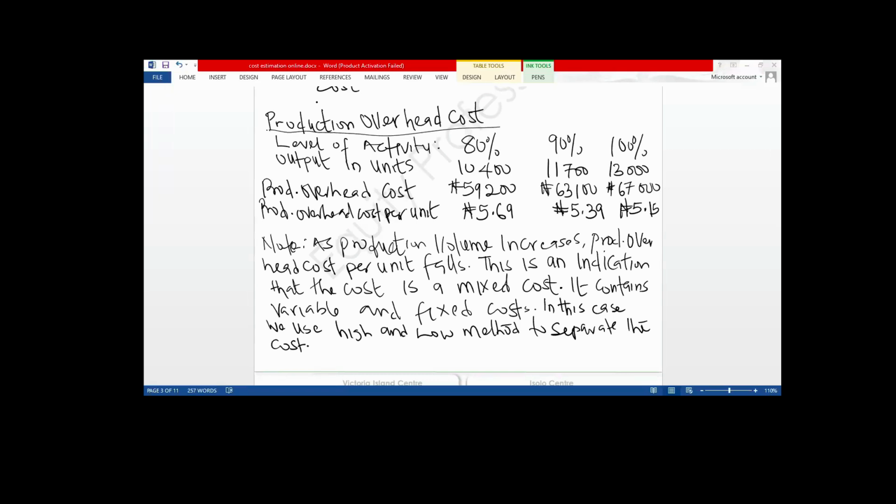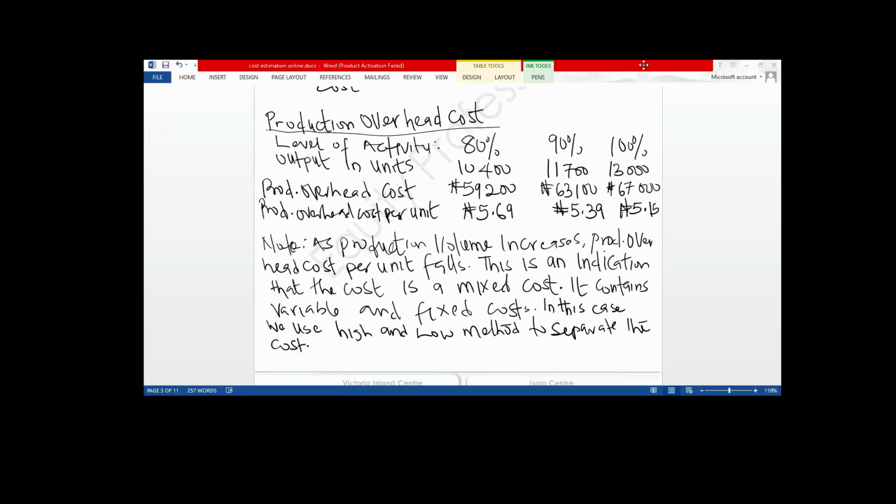You are going to use the high and low method to separate the cost. Yes, please go ahead. Can you hear me, sir? Yes, I can hear you. You mentioned that we have the direct material cost and variable cost. But you also taught us that variable cost is the cost of production that does not remain constant, that changes as the level of production increases. So how is this one that is constant also variable cost?